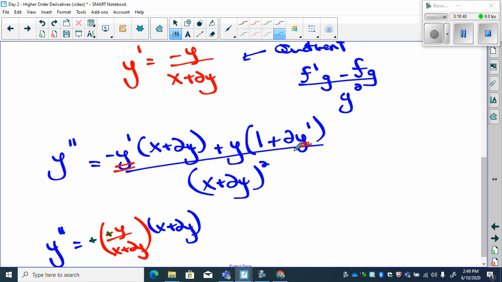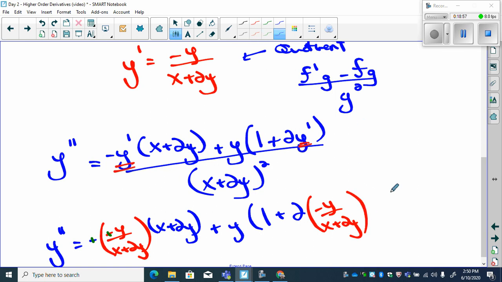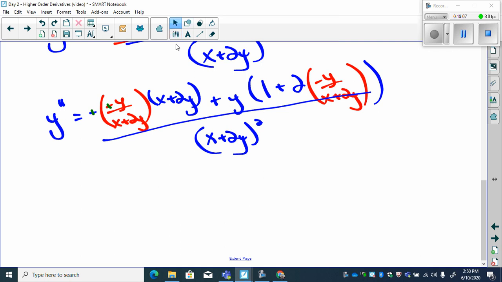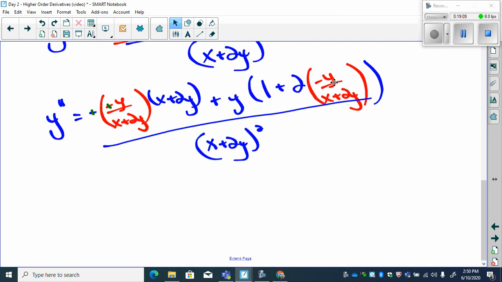Plus y times 1 plus 2 times this y prime is going to give me a negative y over x plus 2y. And I'm dividing by x plus 2y squared. Let me just drag that down a little.